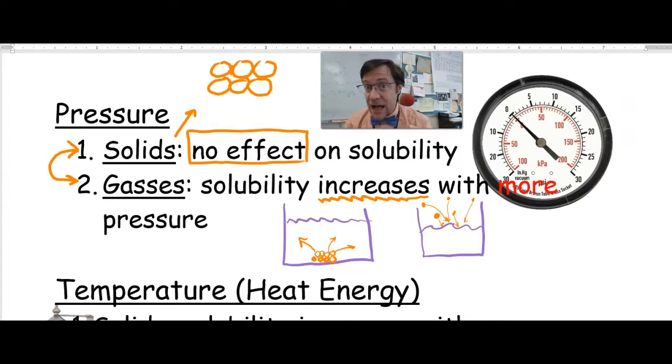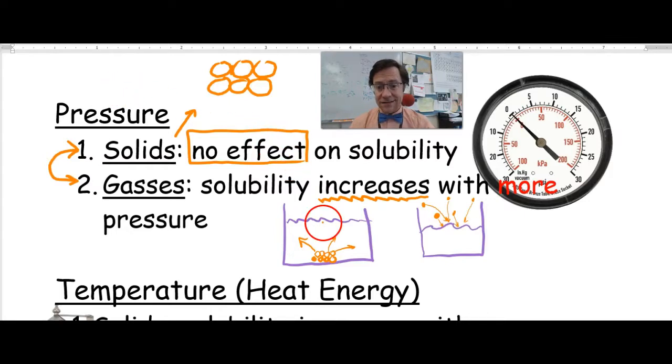So it's the exact opposite of a solid. Solids, we want to spread out everywhere. Gases, we want to slow down and contain. Which is why it's two different categories here.